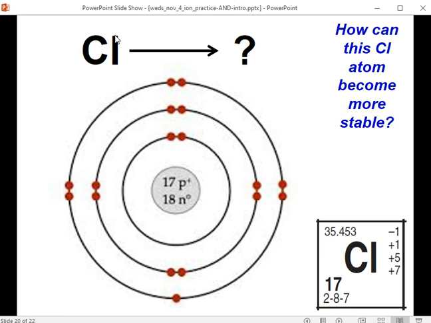How can this chlorine atom become more stable? It has a 2-8-7 electron configuration. To become more stable, it wants to become like a noble gas. It wants to have 8 in its valence shell. To become more stable, it would steal an electron from somewhere. Now it will have a 2-8-8 electron configuration, and we will call it a chloride ion. With nonmetals, the ending changes when you go from an atom to an ion. So chlorine becomes chloride. This is a chloride ion with a -1 charge because it gained 1 extra electron.